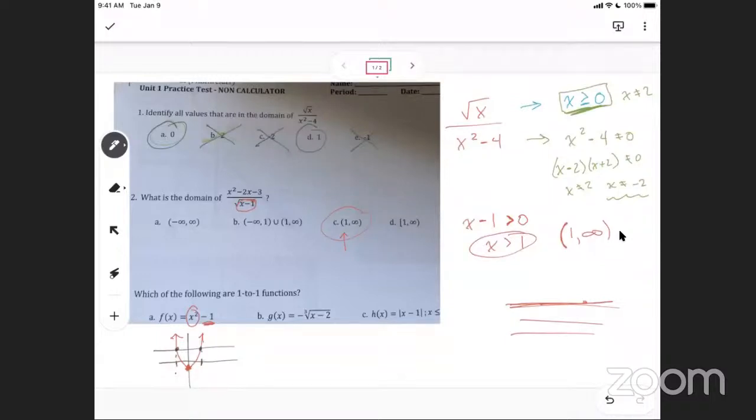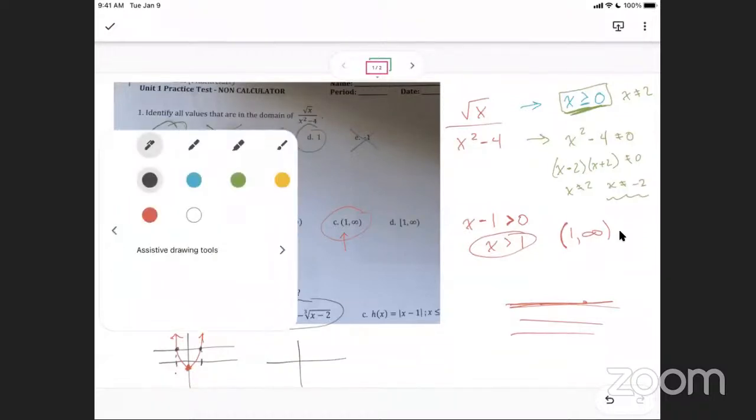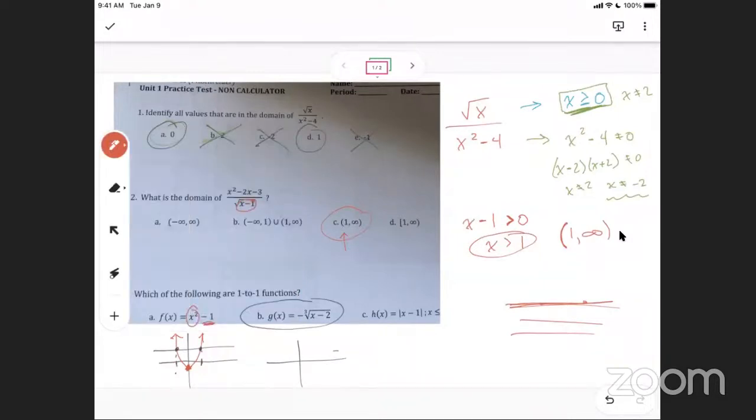So this one right here is a cube root function, and the basic cube root graph looks like this. That's your basic cube root function. Is that 1 to 1? Is a cube root function 1 to 1? Can I draw a horizontal line that will go through 2 points? No, I can't, so it is 1 to 1, right?